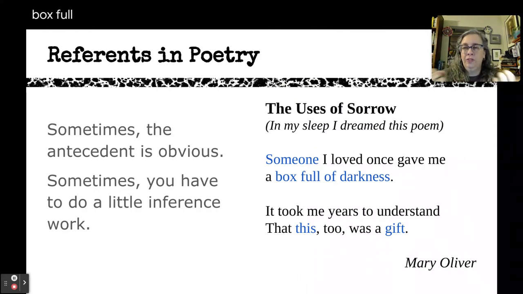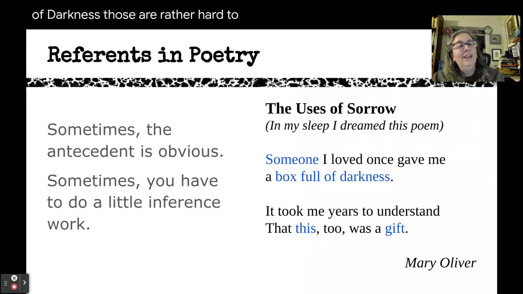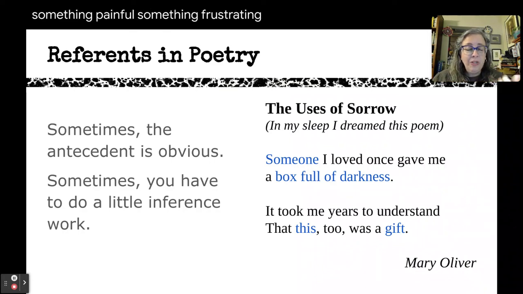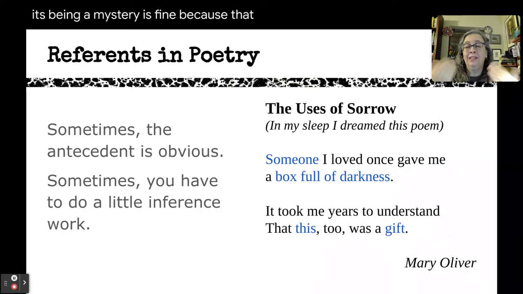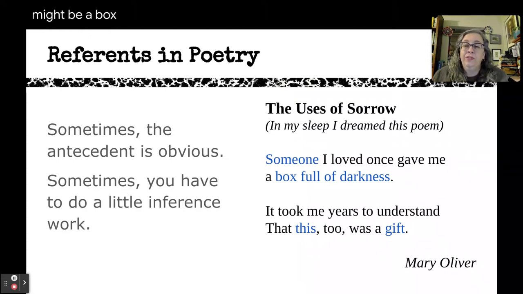A box full of darkness. We don't know what this was. I doubt it was a literal box full of darkness. Those are rather hard to get. But what was this box full of darkness? Something sorrowful, something painful, something frustrating. We don't know. And this gift also references back to that box full of darkness, which again is a mystery. The idea of its being a mystery is fine because that lets us as readers bring in what might be a box full of darkness for our own selves.